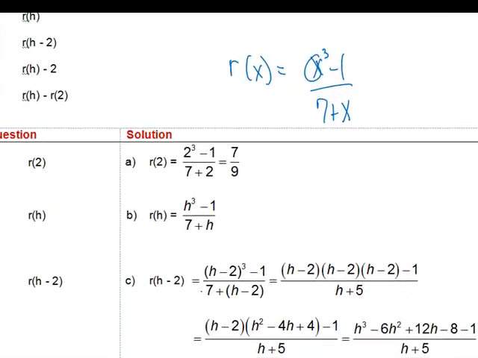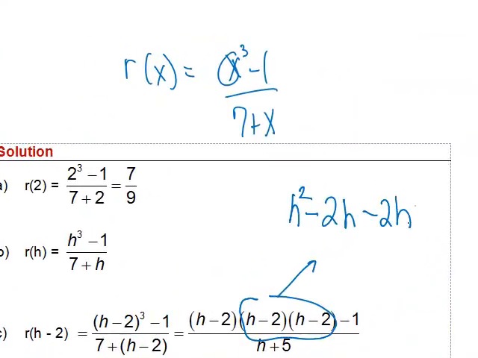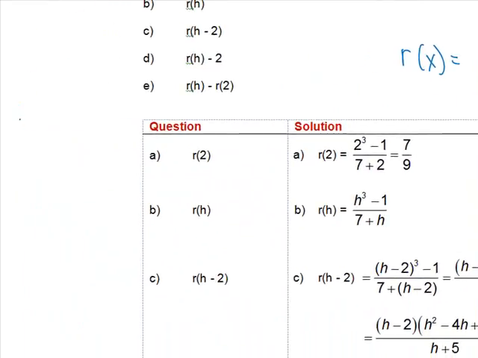So if I do that, remember if I take, say, these two and multiply them, I do the old first outer inner last, and if I do that I get h squared. Outer is minus 2h, inner is minus 2h, last is plus 4. So I get h squared minus 4h plus 4. Now I need to multiply that by h minus 2 another time, and I wrote the answer out, but let's actually take a look at this. So I'm going to do it by long multiplication.